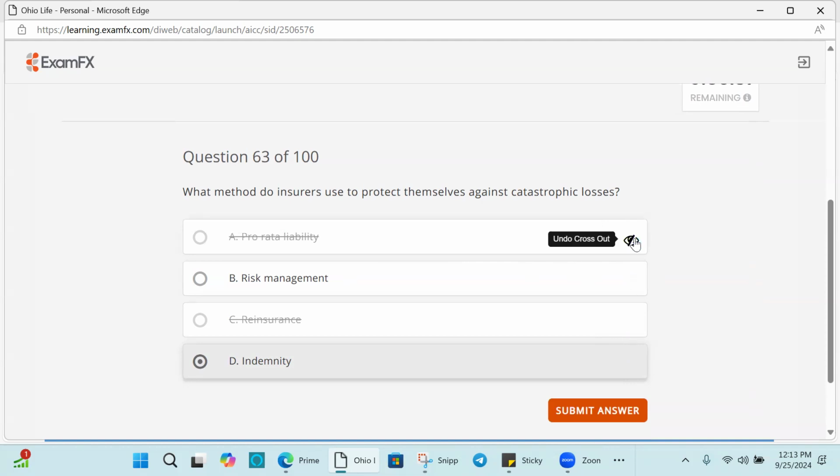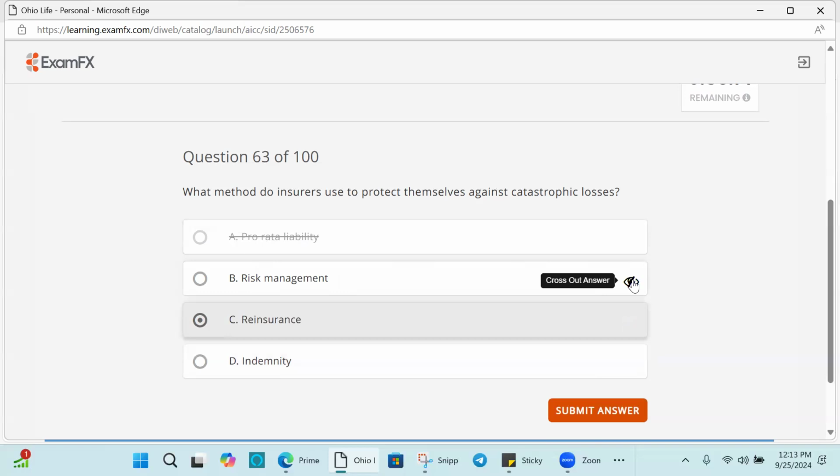It could be reinsurance. As a matter of fact, I think it is reinsurance. Reinsurance is insurance for insurance companies. So companies cover other companies. I would get insurance on my insurance from another company. None of the other ones make sense. There's no indemnity in there.